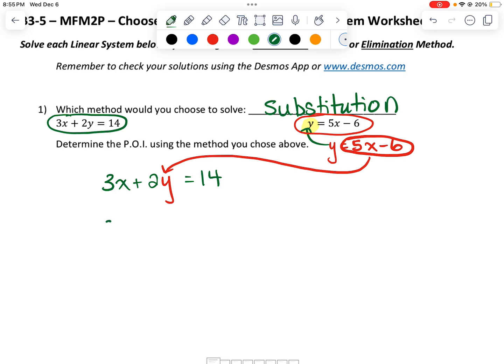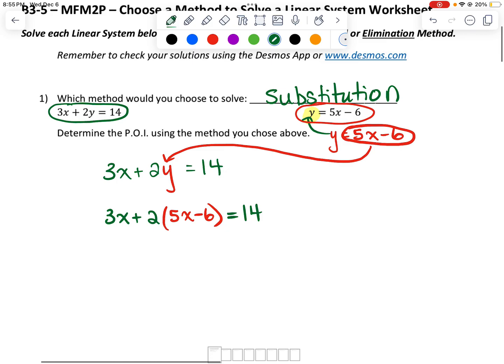So I'll write my equation, 3x plus 2, and then wherever there's a y, instead of a y, I'm going to use the y from the other equation, so 5x minus 6, equals 14. So I'm subbing my equations into each other. And now you can see the reason I did that is so that I just have one variable. So now I just have x's.